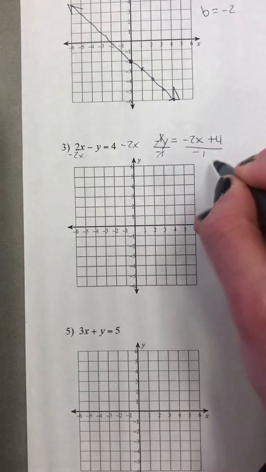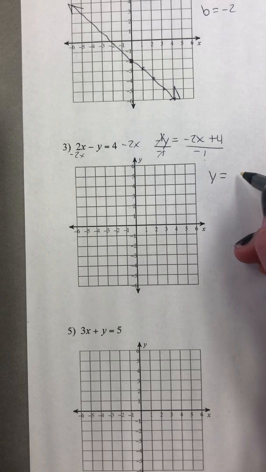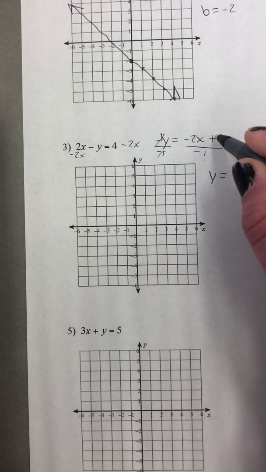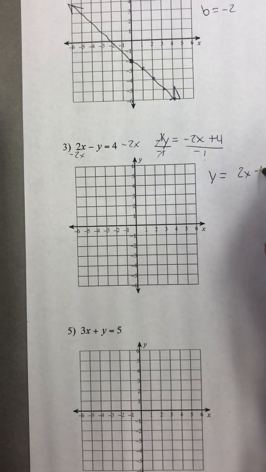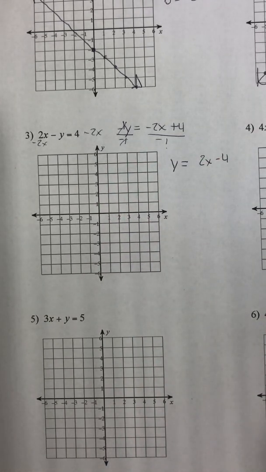-1 divided by -1 is just 1. -2 divided by -1 is 2. And 4 divided by -1 is -4. Remember, you always change the sign of everything in the equation.